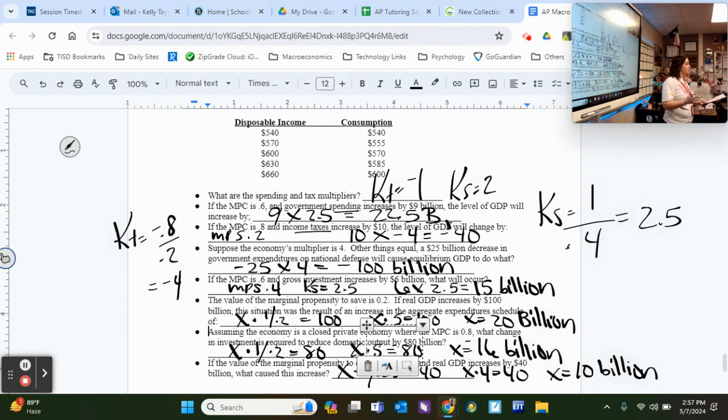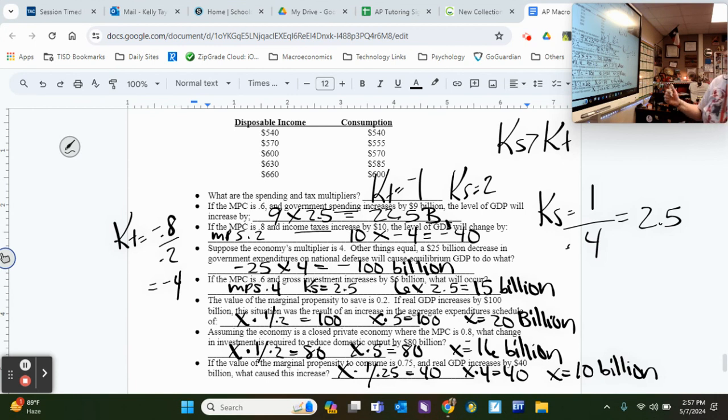All right, I want to talk about a couple things that we have to remember when it comes to MPCs and MPSs. KS is always greater than KT. The spending multiplier always yields a bigger impact on GDP than a change in taxes by the same amount. Meaning, if taxes and spending both go up by the same amount, they do not cancel each other out. That is a very common multiple choice and FRQ question.